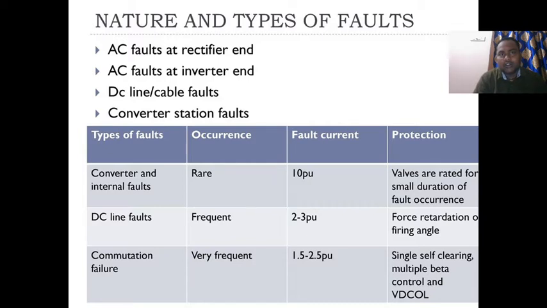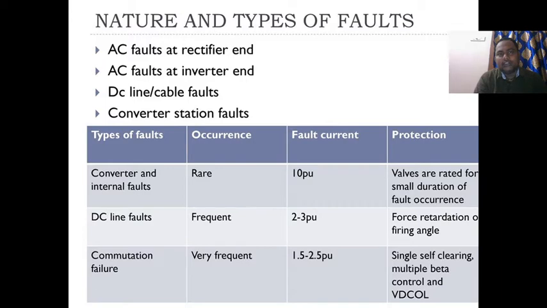So now we have discussed the nature and types of faults. What are the types of faults? Normally: AC faults at the rectifier end, AC faults at the inverter end, DC line and cable faults, and converter station faults. These are the normal faults. Faults occur on both the AC as well as the DC sides.